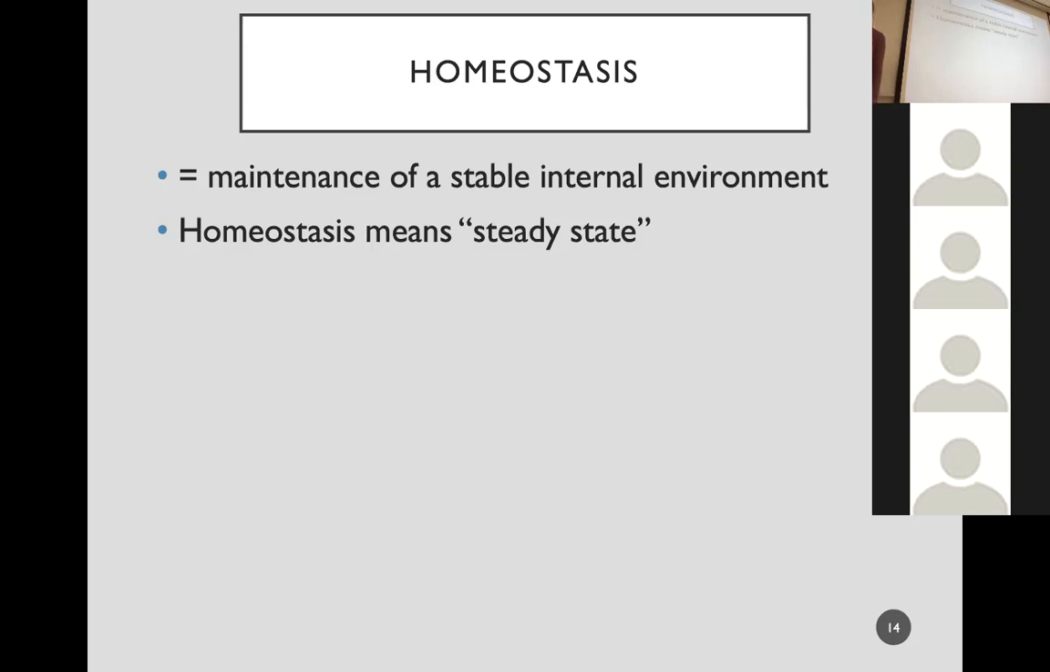So our bodies are constantly trying to achieve and maintain this steady state. Our body temperature, we want it to stay around 98.6 degrees. We want our blood sugar levels to stay around a very certain level. We don't want all of this crazy fluctuation, right? That causes stress in our body.